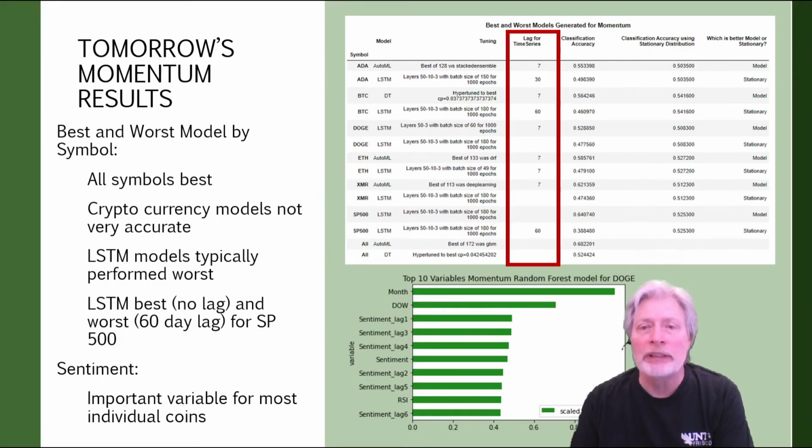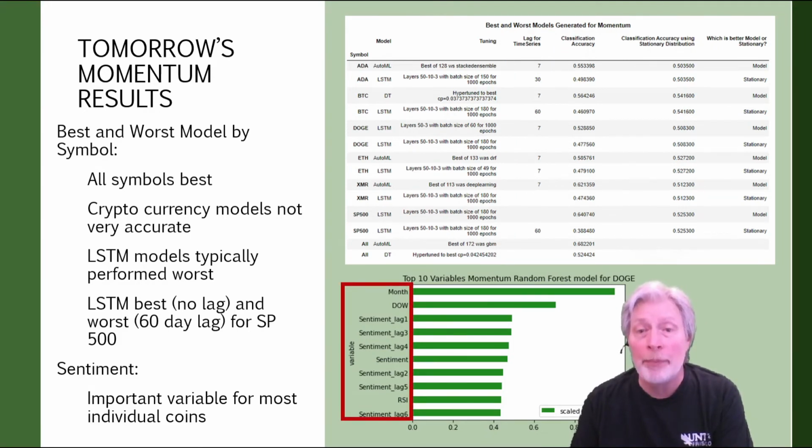It was also important to point out that for many of the individual symbols, sentiment played a more prominent role, as can be seen in the variable importance graph for the meme coin Dogecoin. In this case, sentiment from yesterday and several days before were important. This pattern would hold true for many of the coins.